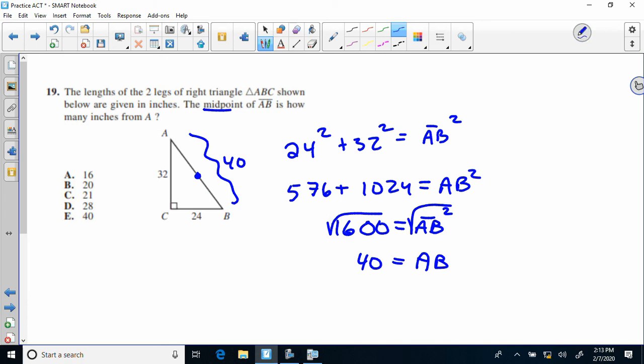We were asked to find the midpoint, and midpoint is the middle. So the middle of that would be 20 down from this side and 20 down from that side. So how many inches from A are we? We are 20 inches away from A. We just did midpoint. Number 20.